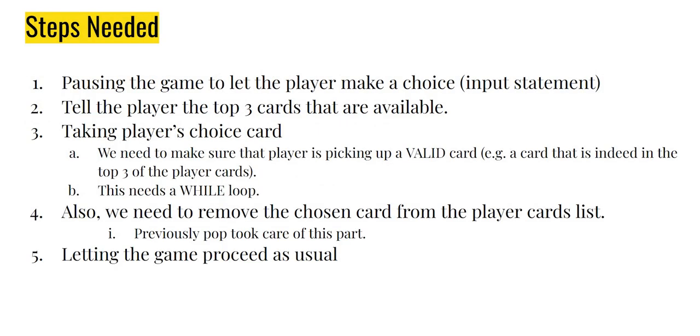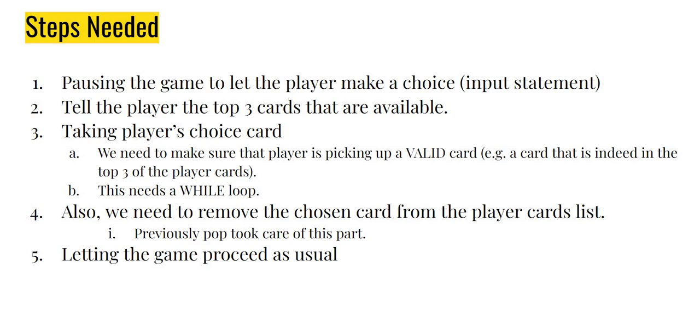Now, what are the steps needed to do this? Well, first thing first, we must make the game pause to let the player make a choice. Now, this can be done using an input statement. We must tell the player the top three cards that are available. We must take the player's choice card because it's going to be one of the three cards. We must, however, make sure that the player is picking up a valid card, not cheating or inadvertently giving a wrong answer. This card that the player picks up must be from the top three cards that were shown. And for all of this, we need a while loop.